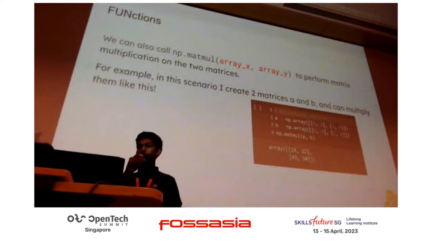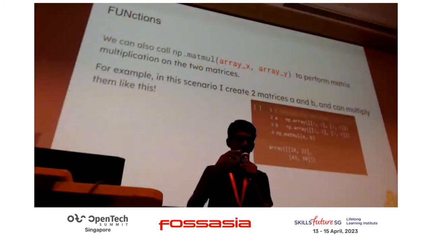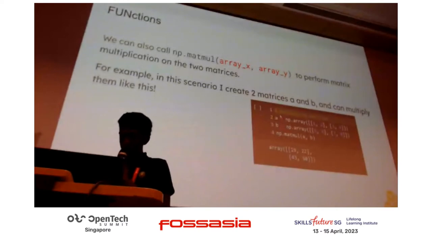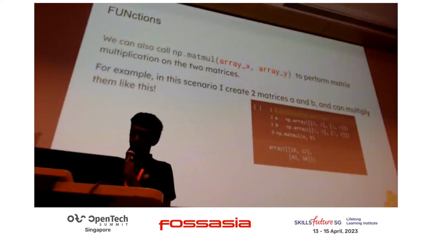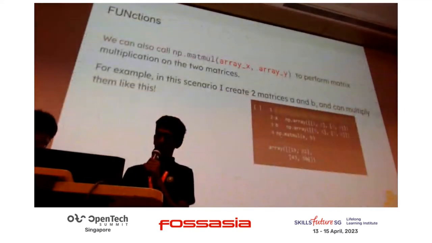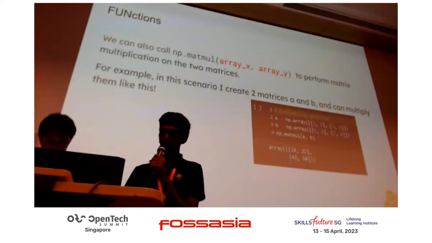Okay, so we can also call np.matmul, which stands for matrix multiplication, to perform matrix multiplication between two matrices. We call np.matmul as shown here. Let's say we have A equal to np.array of this array, and B equal to np.array of a different array, 5, 6, 7. Then we call np.matmul, passing the first array and the second array which we want to multiply, and it will result in this array, which is the matrix multiplication of A times B. You can see this in the example here, where we multiply A times B.